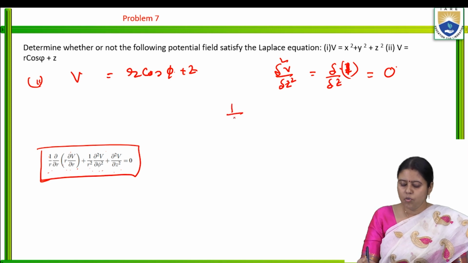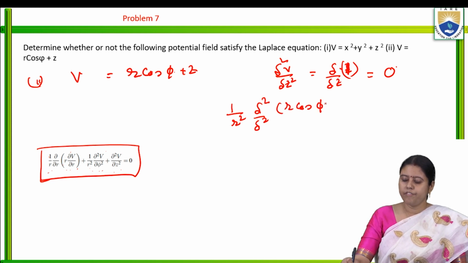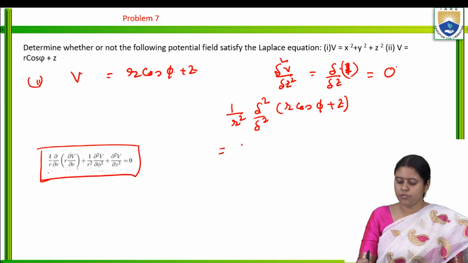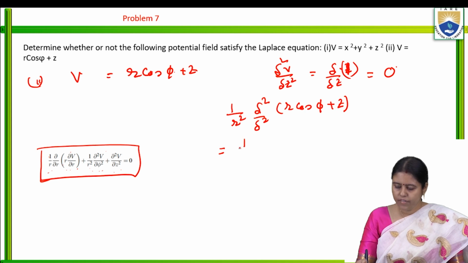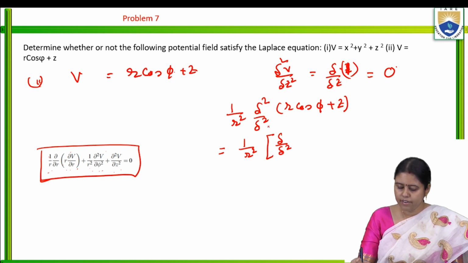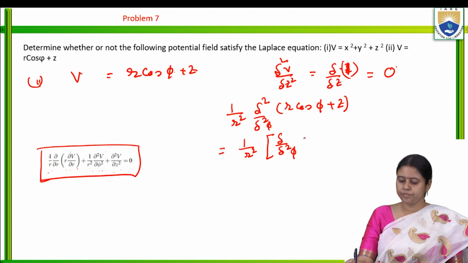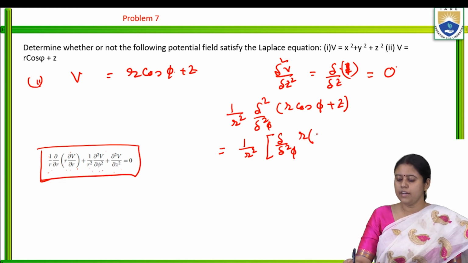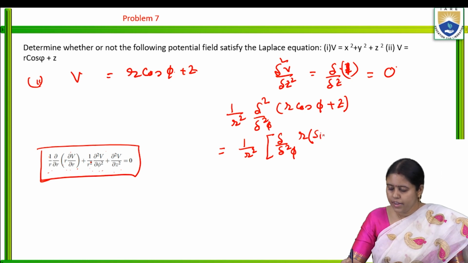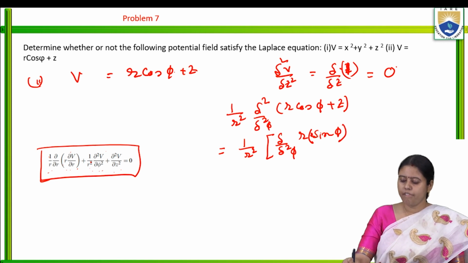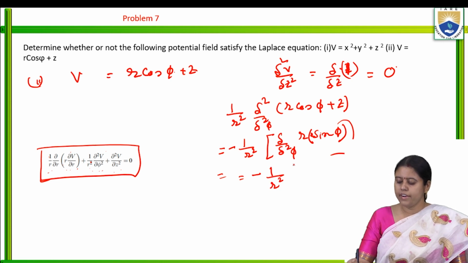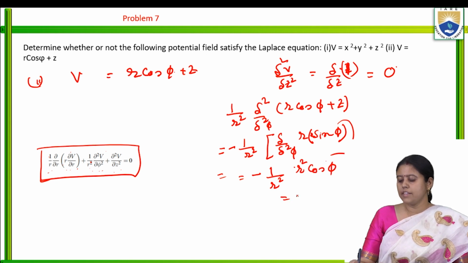We will take the second case: 1 by r square del square by del phi square of r cos phi plus z. So it is coming, the derivative of r cos phi, the first derivative gives r sine phi, and again minus 1 by r square into r square cos phi. So the answer is cos phi.